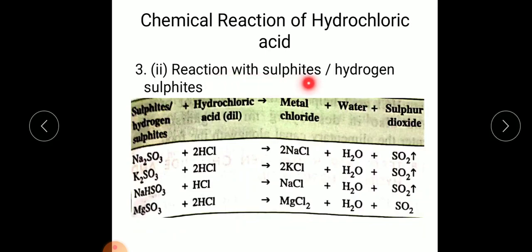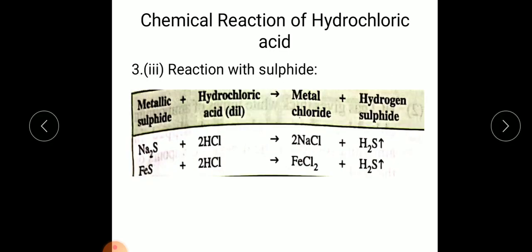Next, reaction with sulfites and hydrogen sulfites. When you take sulfites and hydrogen sulfites and react them with hydrochloric acid, they form metallic chloride, water and sulfur dioxide. Before, with carbonates and hydrogen carbonates, the product was carbon dioxide, and with sulfites or hydrogen sulfites, it is sulfur dioxide. When you take sodium sulfite and HCl, it forms sodium chloride, water and sulfur dioxide. And sodium bisulfite also forms sodium chloride, water and sulfur dioxide.